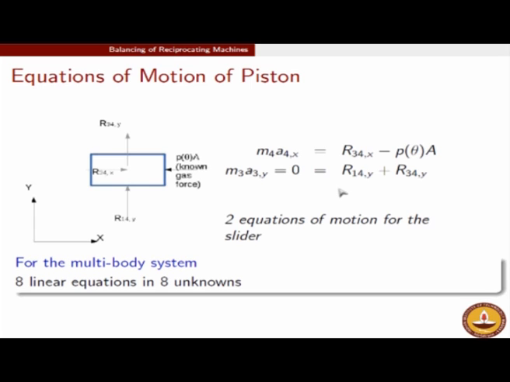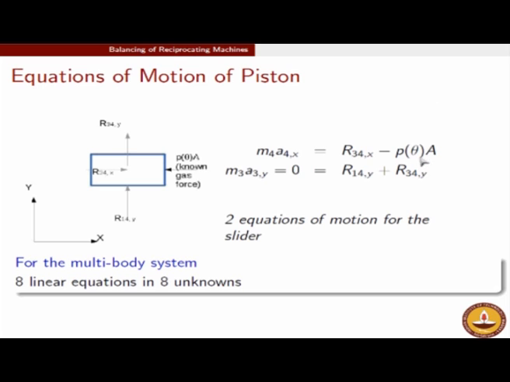So we will appeal only to the force equilibrium, and that gives us M4A4x equals R34x minus P theta A. P theta is the unknown gas force. P is a function of theta because gas pressure is a function of crank angle, which will come out of your thermodynamic calculation. So in general, gas force is not constant, but changes with the crank orientation, and usually in your IC engines course you will see different values and different natures of these P theta curves. As I said, these can be determined from thermodynamic arguments.